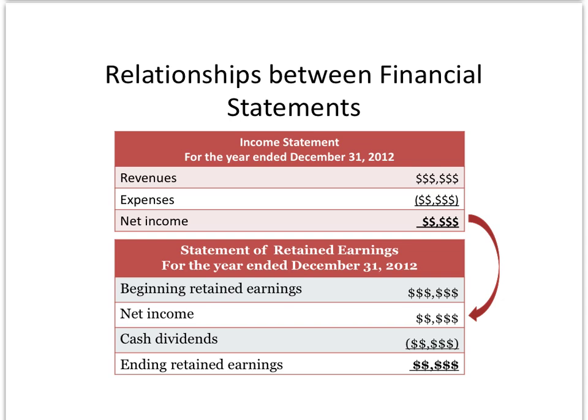Let's talk a little bit more about that relationship between the financial statements. The income statement is the first statement that we prepare, and these are very condensed. We end up with the net income on the income statement. That flows down into the statement of retained earnings, which is the second statement we prepare. Notice that this statement of retained earnings ends with ending retained earnings.